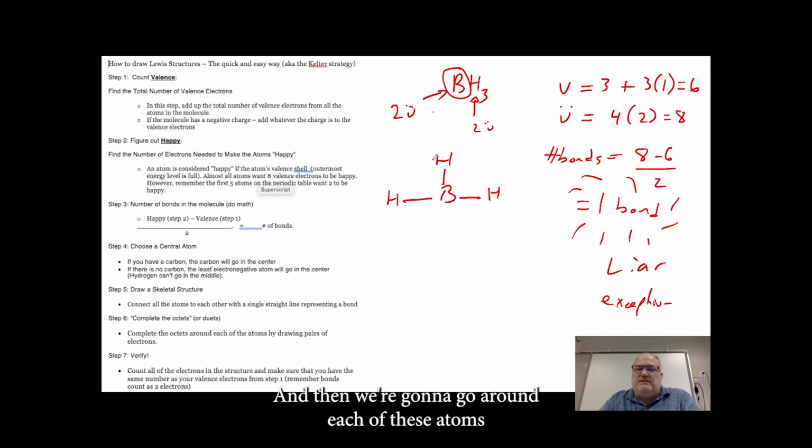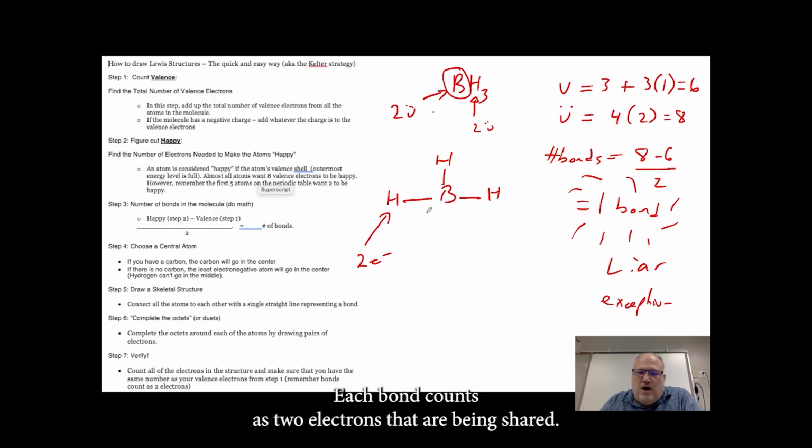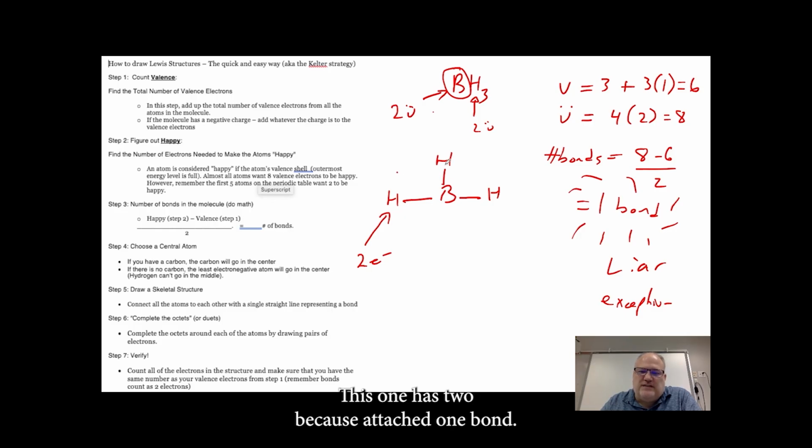And then we're going to go around each of these atoms and make sure that they have a full outer shell. Remember, each of these atoms right here, they want 2 to be happy. Each bond counts as 2 electrons that are being shared. So you see how this hydrogen right here has 2 because it's attached with 1 bond. This one has 2 because it's attached with 1 bond. This one has 2 because it's attached with 1 bond.